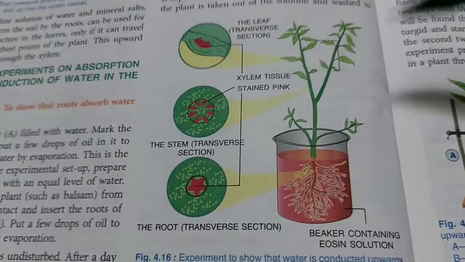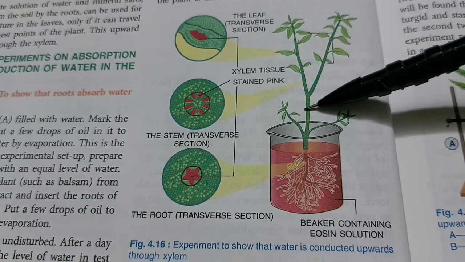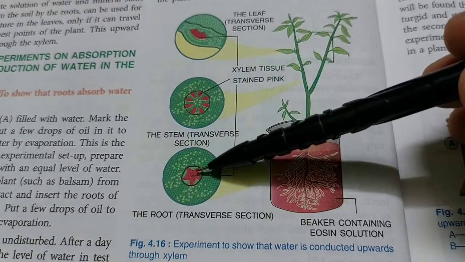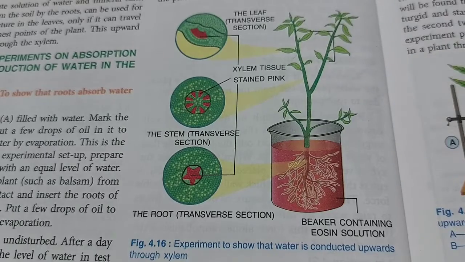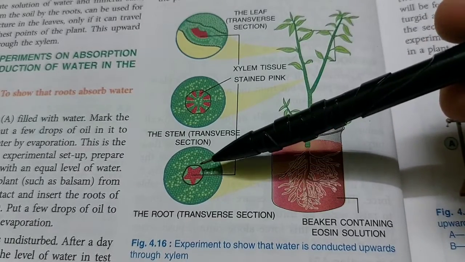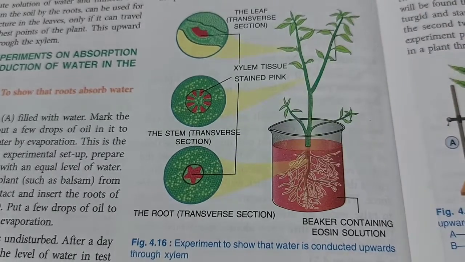Next experiment. Here we take eosin solution, red color. Let the plant absorb the solution. Then just cut a cross section and notice that only the xylem part of it is red in color, proving that the xylem absorbs water, not phloem or any other tissue. By the way, xylem and phloem together are called vascular bundles. Phloem helps in transportation of food, and xylem and phloem are found in the veins of the leaves.